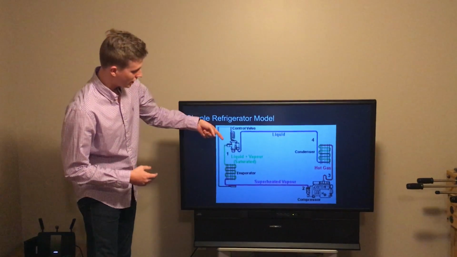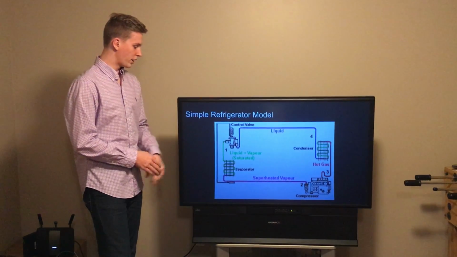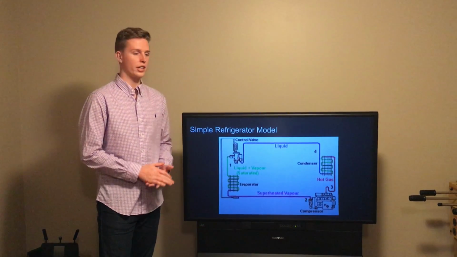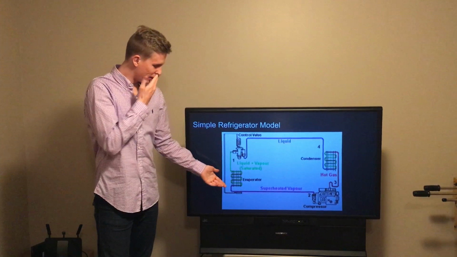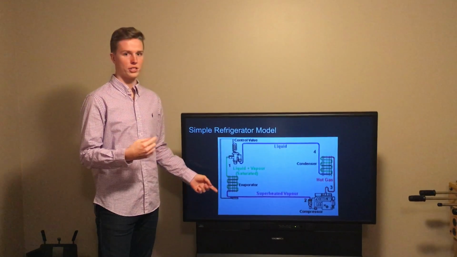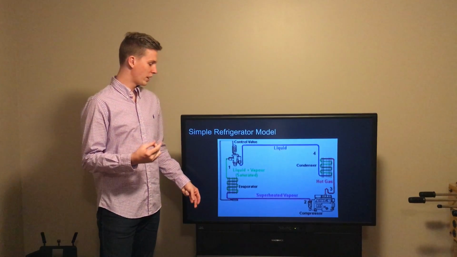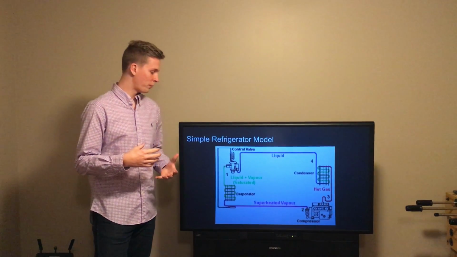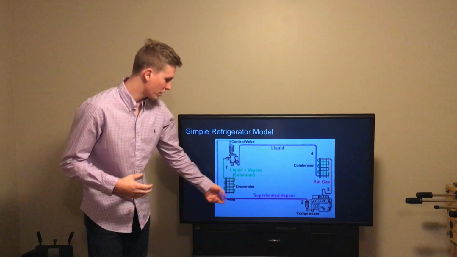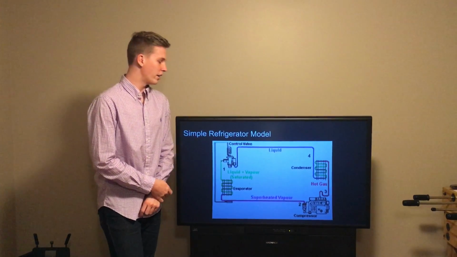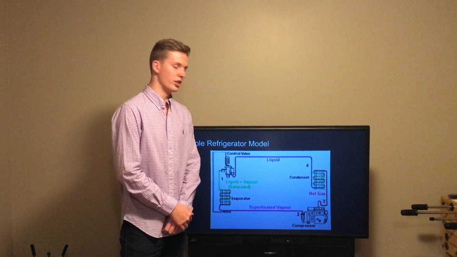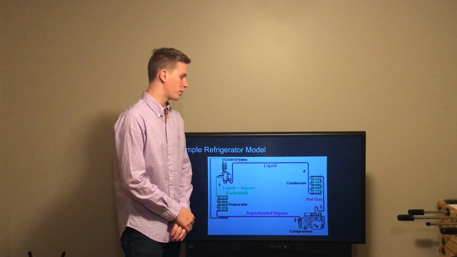The coolant comes in through the throttle. It is in the liquid vapor state. It's just saturated, and it goes into an evaporator, which are the coils inside your fridge, and that causes the coolant to get warmer, and it becomes a superheated vapor, and then it goes to your compressor. It's still pretty cool there, but it's just vapor. It has to be a vapor when it goes into the compressor.